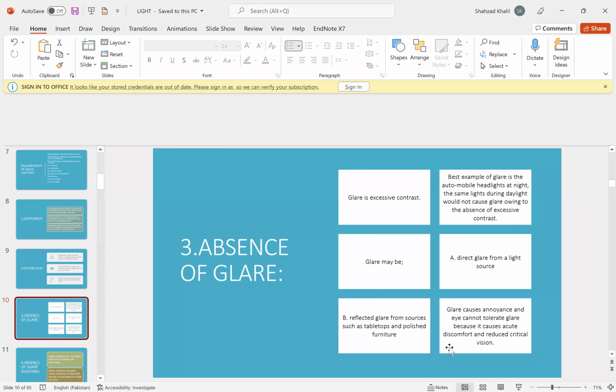Absence of glare. Glare is excessive contrast. The best example of glare is automobile headlights at night. The same lights during daylight would not cause glare owing to the absence of excessive contrast. Glare may be direct glare from the light source and reflected glare from sources such as tabletops and polished furniture. Glare causes annoyance, acute discomfort, and reduces critical vision.